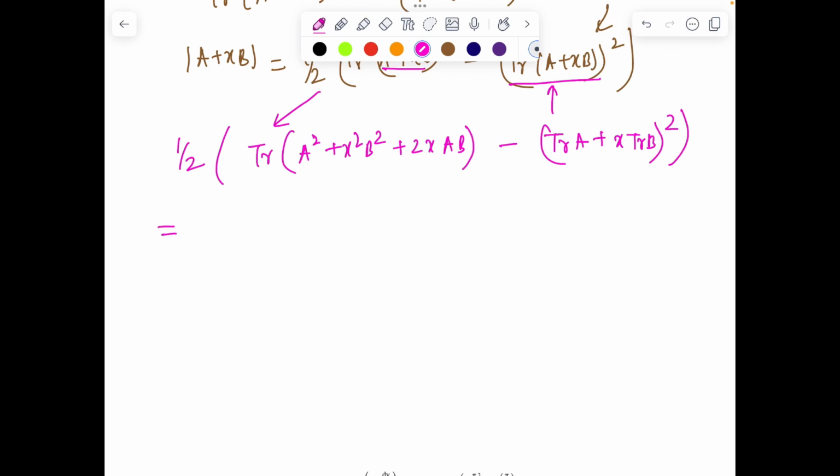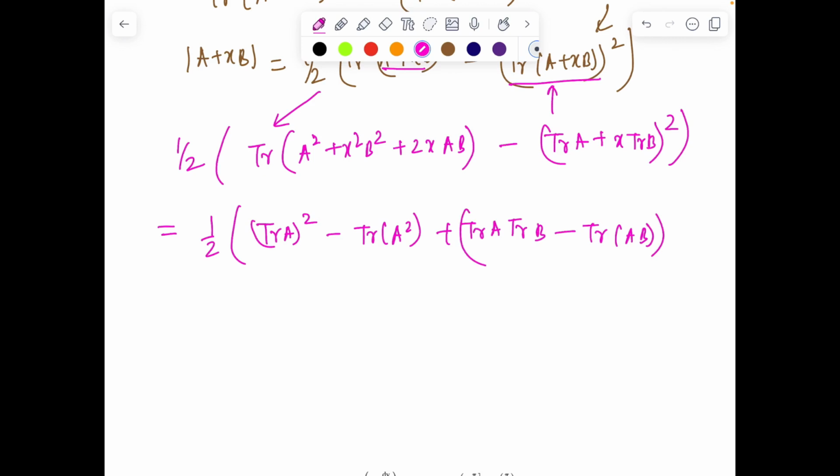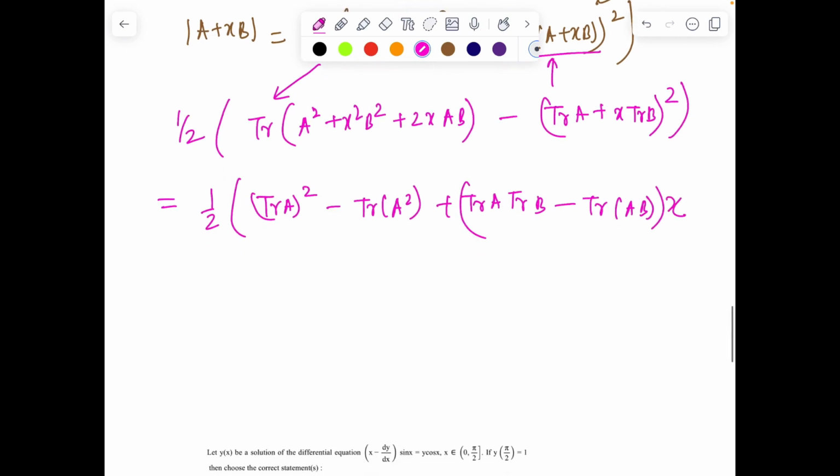So now if we keep all the values over here, it gives you trace of A, because again we know trace of A square. The given information can now be written as half times trace of A whole square minus trace of A square, plus trace of A times trace of B minus trace of AB, times x.